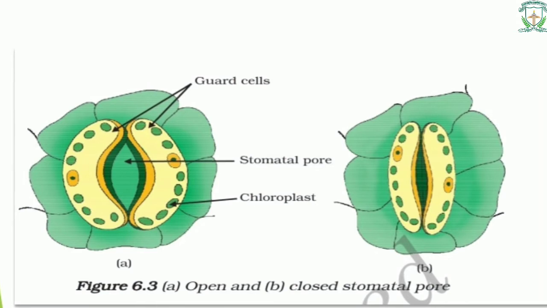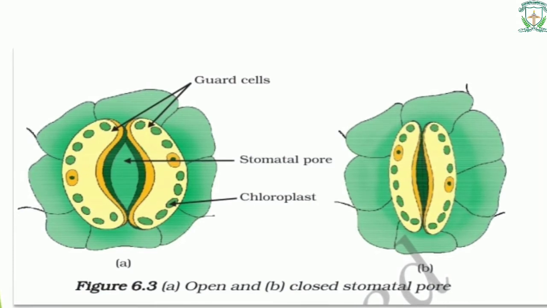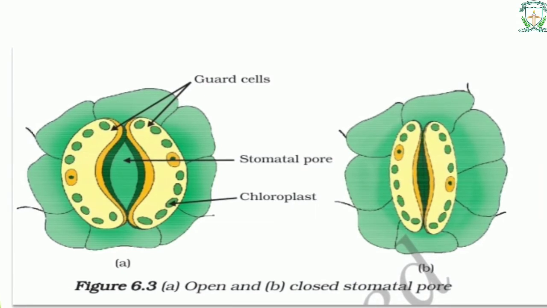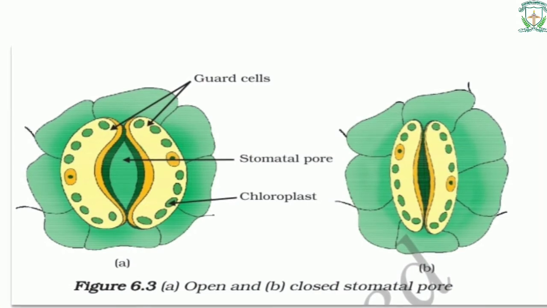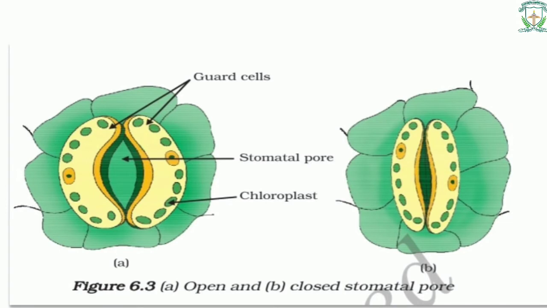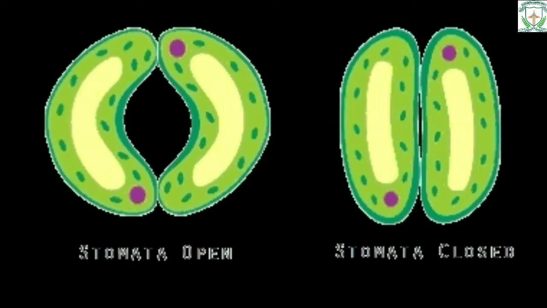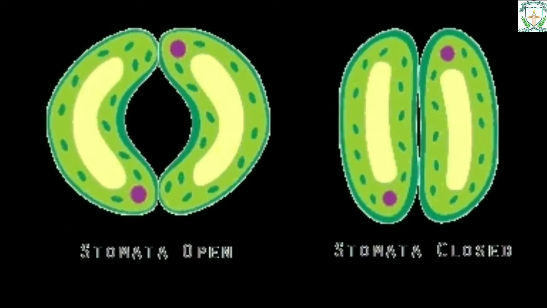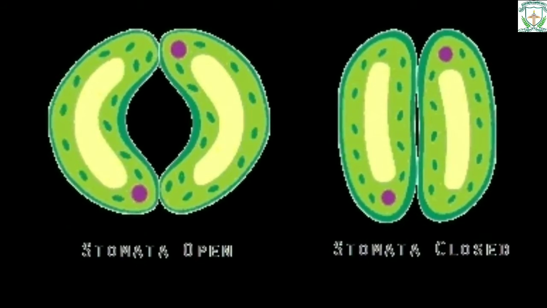And this stomatal pore is opened during daytime and closed during night. Why is this so? Because the light dependent photosynthesis reaction will take place during daytime, hence the pore is going to be opened. And this opening and closing of the pore is controlled by the guard cells.